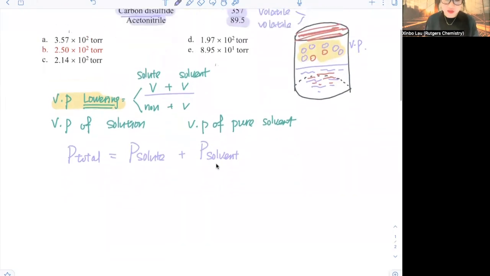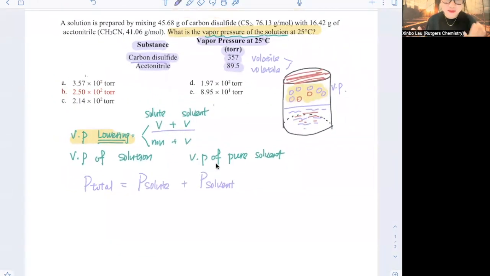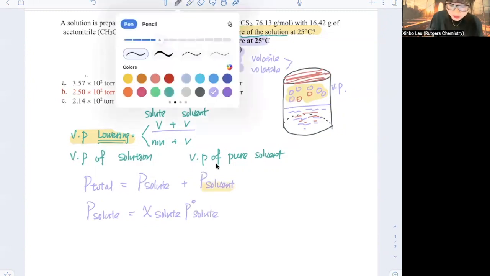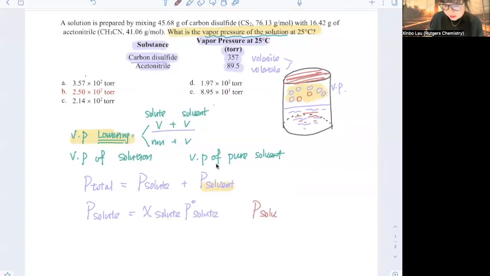Okay, so now we need to do two parts of the calculation, but not a big deal because each one, no matter what, we are following Raoult's law anyway. So you can calculate the vapor pressure exerted by the solute by using the mole fraction of the solute times its pure vapor pressure by itself, right? The other one is the same logic. I'm going to use a different color for the solvent. So we're going to do the mole fraction of the solvent times the pure vapor pressure of the solvent by itself.